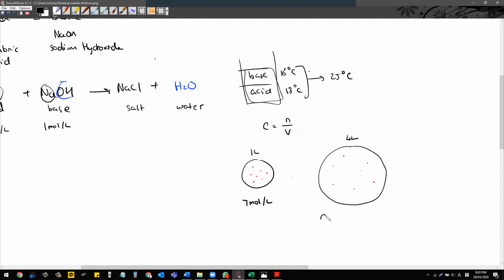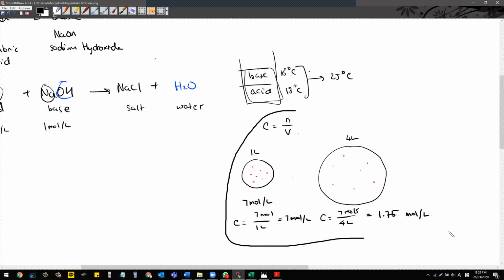So the concentration for this one is 7 moles divided by 4 liters. In the other case, the concentration is 7 moles in 1 liter, so you get 7 moles per liter. In this case, it'll be about 1.75 moles per liter. So that's lower concentration versus higher concentration, but they contain the same amount of moles. That's a little bit of the idea behind concentration.